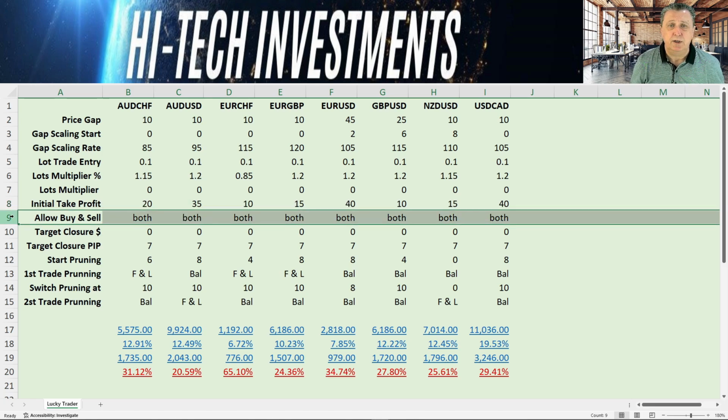Allow buy and sell. It seems to be quite obvious that both buy and sell seems to provide the best results for this EA so far. We have been testing, as you saw, our setup, both options as single or both.